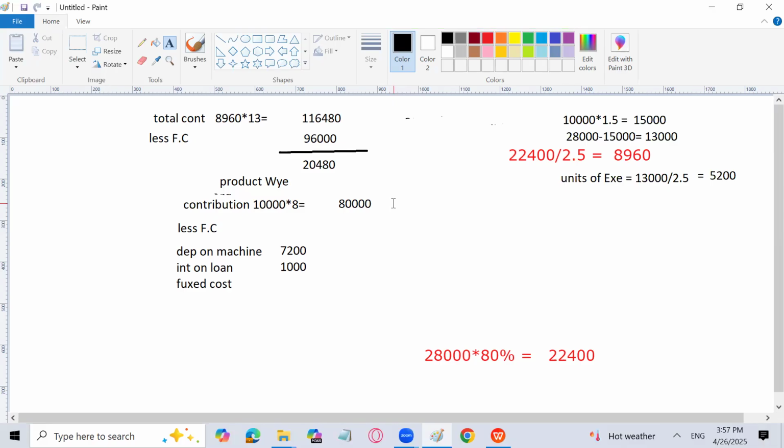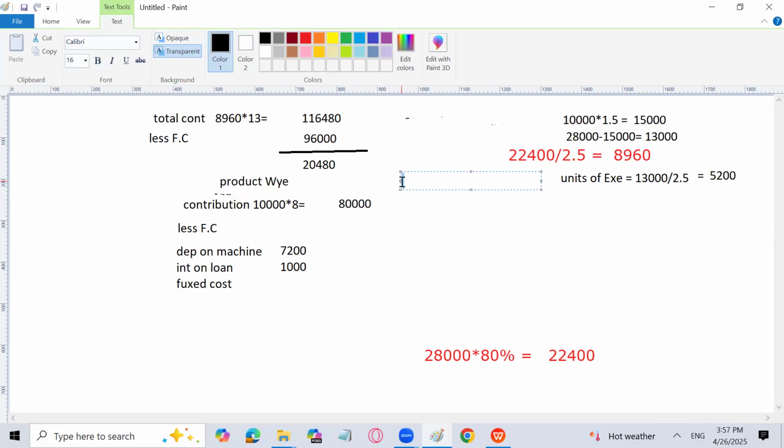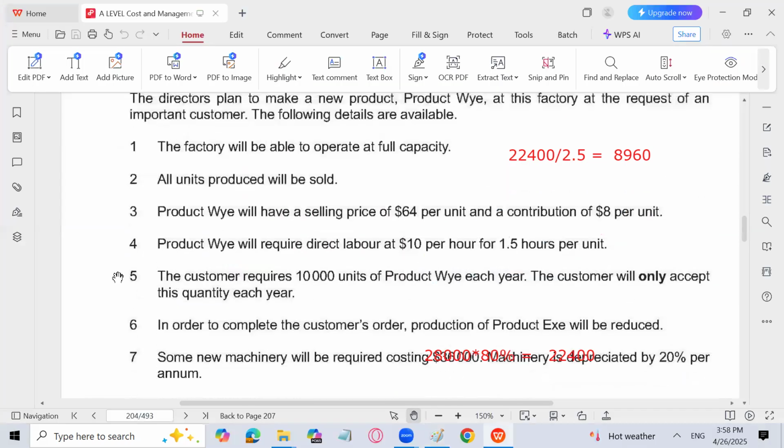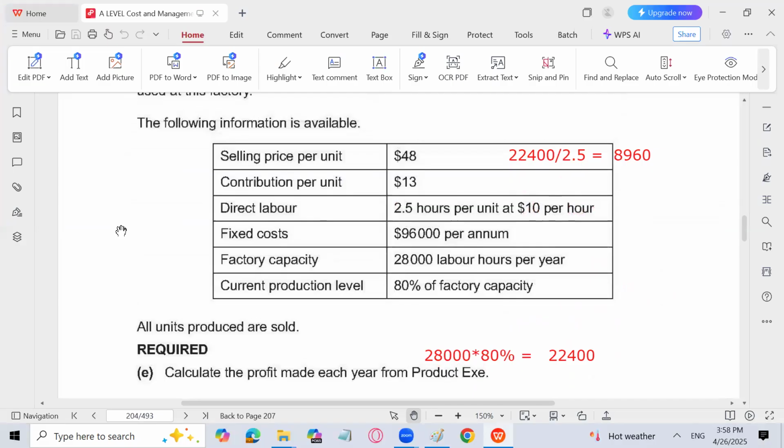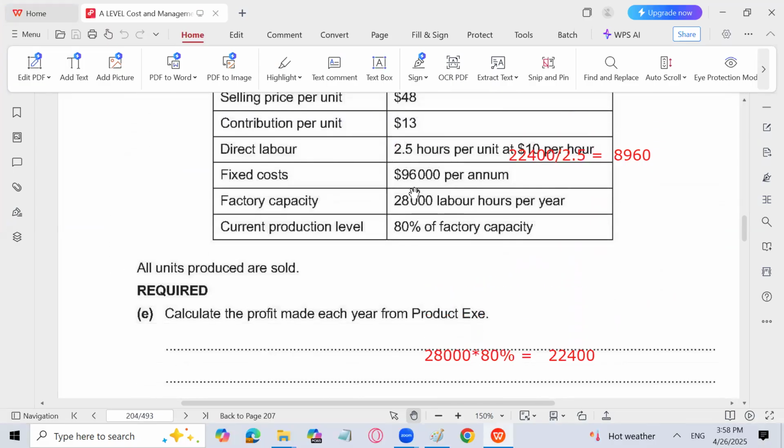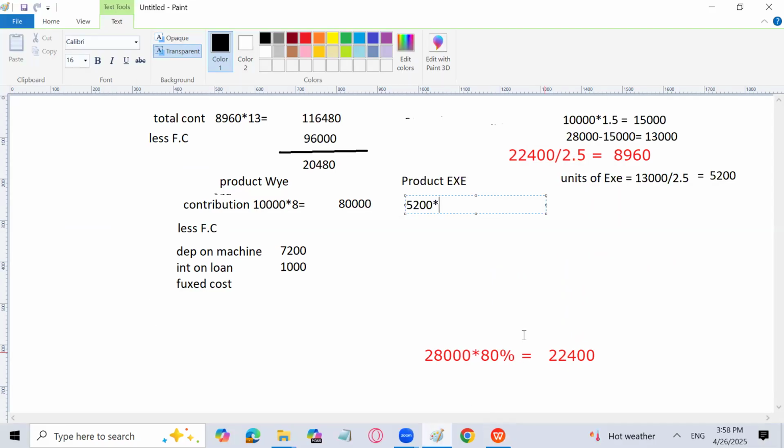So now I can calculate the contribution and the profit for product X. The contribution is going to be 5,200 multiplied by the contribution per unit for product X. Let's go back. For product X it is 13. So 5,200 into 13 is equal to 67,600.